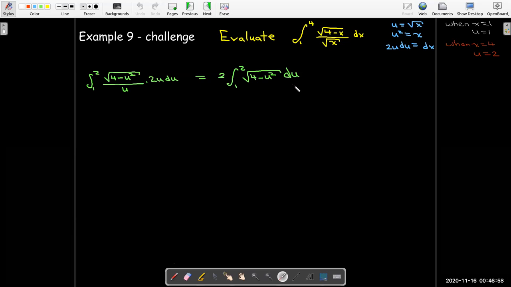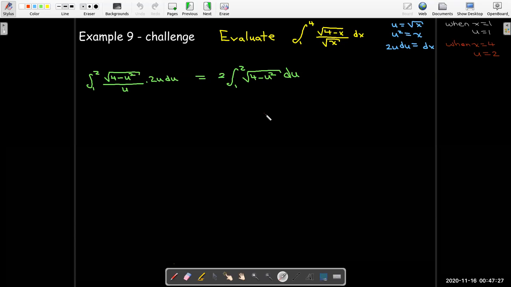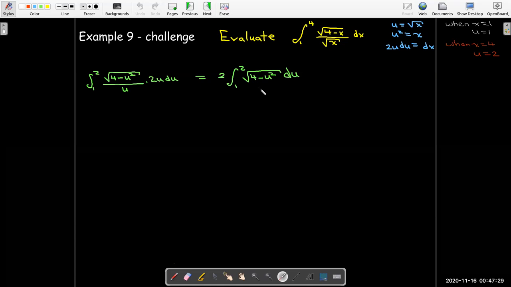We could try to use some properties of the definite integral. The integrand is an even function, but our bounds are not opposites of each other. So the fact that it's an even function really doesn't help. And even if I had opposites for bounds, it only allows me to simplify the bounds. It really doesn't help me find the antiderivative. So maybe what I could do is look for a geometric interpretation.